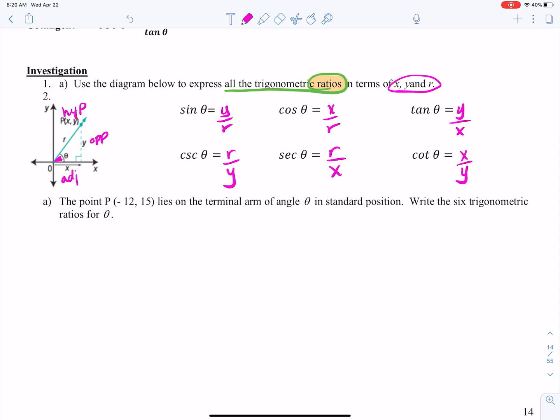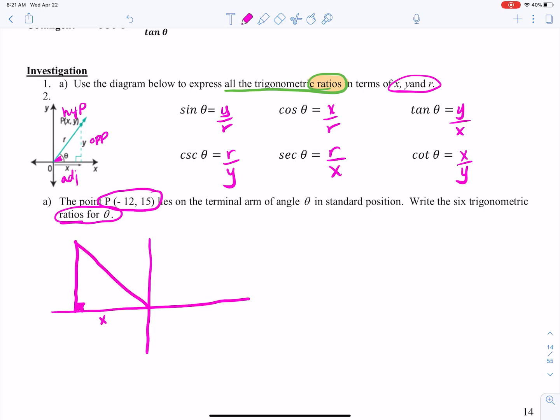Now, the point -12, 15 lies on the terminal arm of angle theta in standard position. Write the 6 trig ratios for theta. This is a big question. These questions always get asked on assessments. So let's take a look at that. I know that this point where x is negative and y is positive, that's going to end up in quadrant 2.